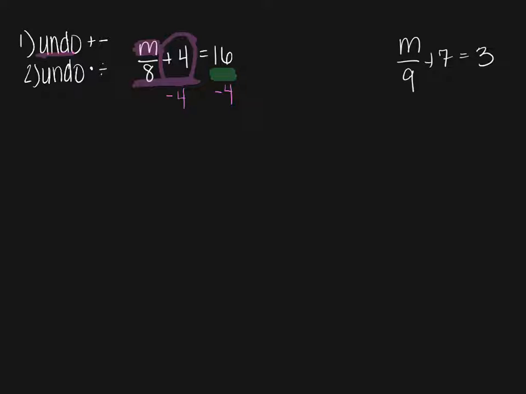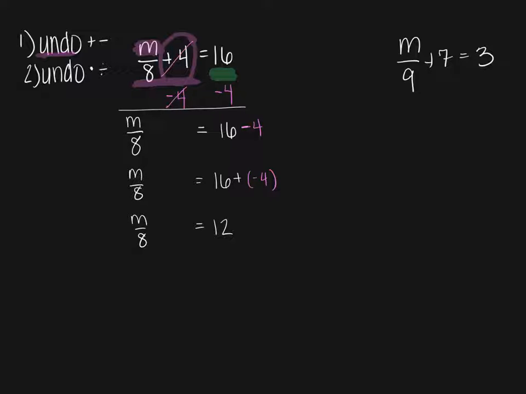All right, let's rewrite what I end up having. I've got m divided by 8 equals 16 minus 4, right? Because my +4 and my -4 cross out. I don't have those anymore. Well, let's rewrite this as adding a negative. So I have m over 8 equals 16 plus a -4. All right, so m over 8 equals what, guys? 12. Good.